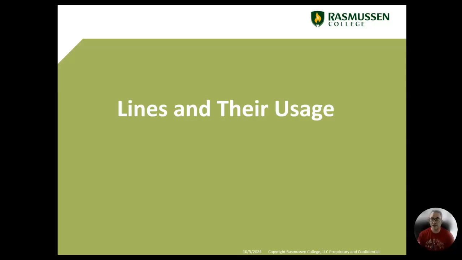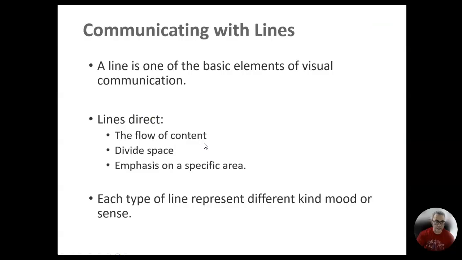So in this last one, we need to talk about lines and how lines are super important to sensory communication, how they play a part with everything. Lines are very interesting because a line is one of the basic forms of visual communication. Lines direct the flow of content, they divide space, and you can focus specific areas and really bring them out on a lot of different levels. Each type of line represents a different kind of mood or sense, and they really are effective in a lot of different ways based upon how you use them.